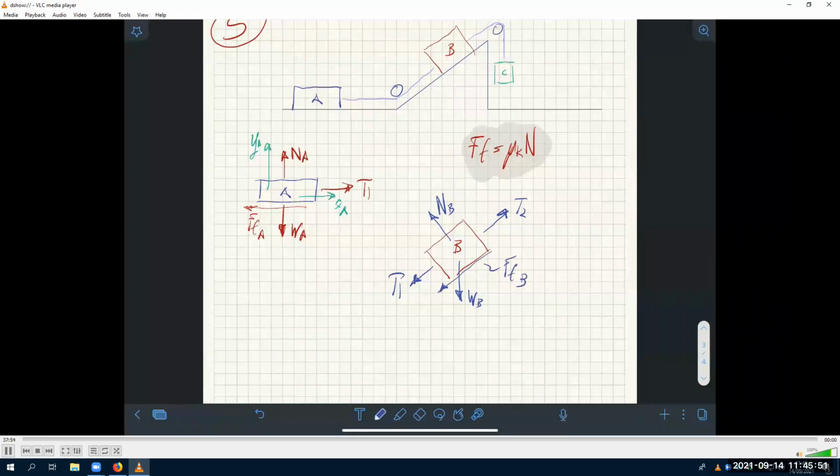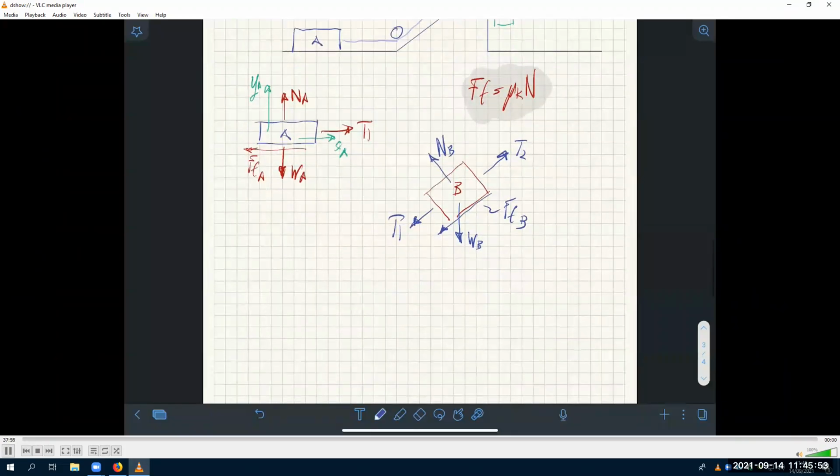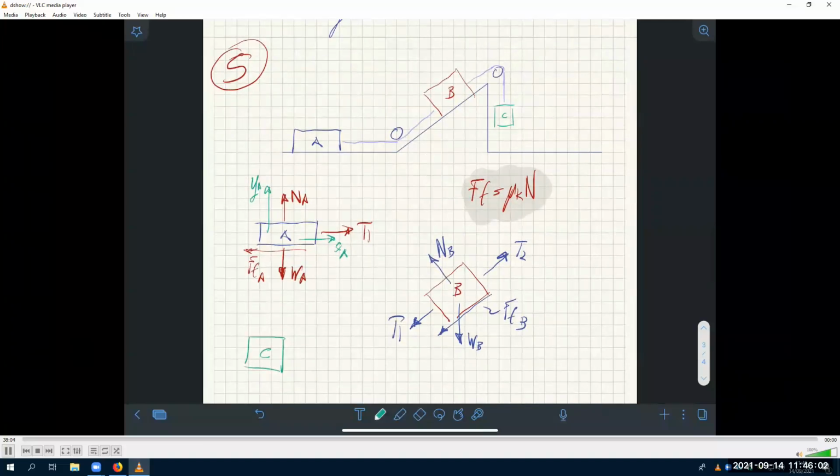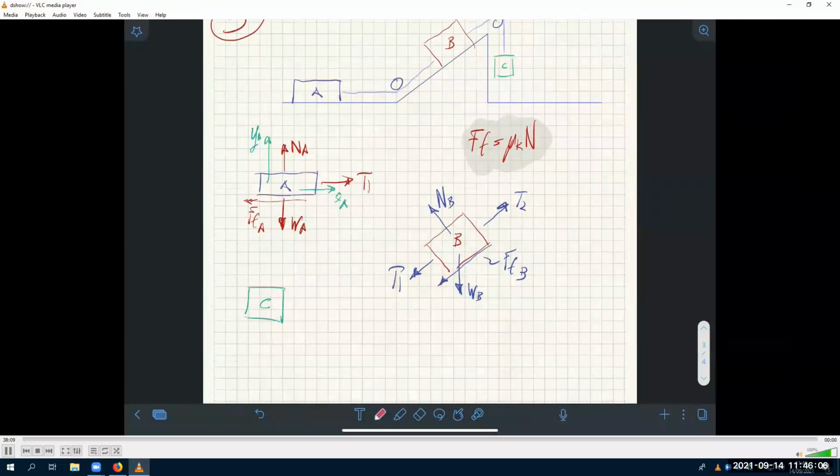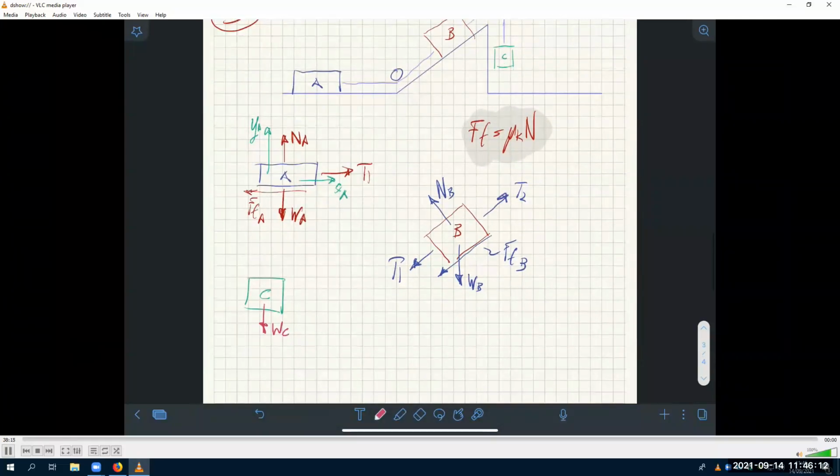All right, let's do C. So for C, how many forces are acting on C? 2. And those are the weight of C, which we don't know, and the tension. Which tension? T2, correct. Okay, very easy.